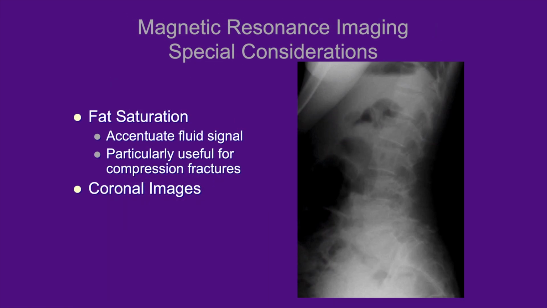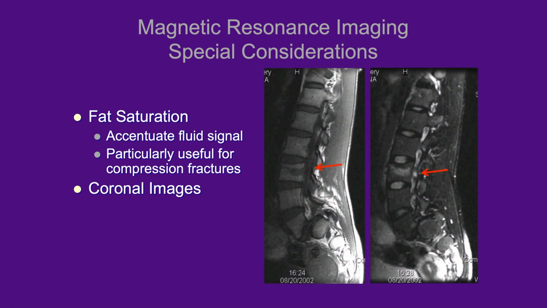There are some special sequences we can use. If we really want to accent edema in areas where we're trying to accent it, we can use something called fat saturation. Here, a plain radiograph that was read as normal. When you do the fat saturated sequence on the right, you can see the bright linear signal intensity going through the vertebral body, which represented an acute compression fracture in this patient who'd fallen off a horse.